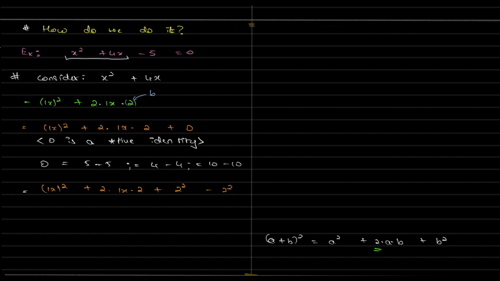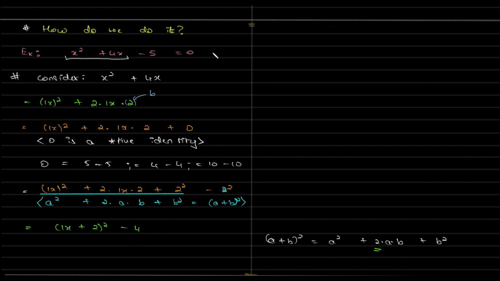Now look at this carefully. I have my a square, I have my 2ab, where this happens to be my b, plus b square. This is there. We will not neglect that, but this is what we wanted. And this can be written as a plus b the whole square. So this entire expression can be rewritten as 1x plus 2 the whole square minus 4. This entire thing is x plus 2 the whole square, and minus 2 square is minus 4.